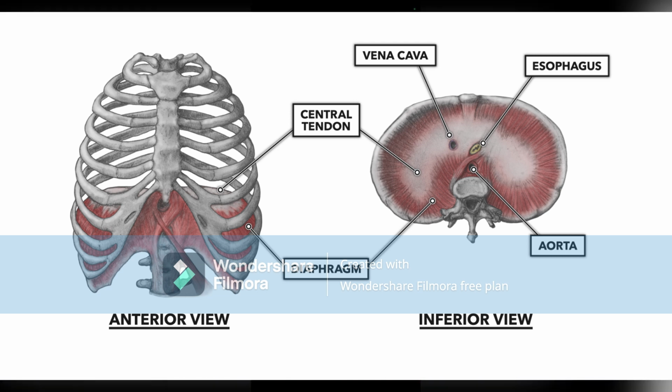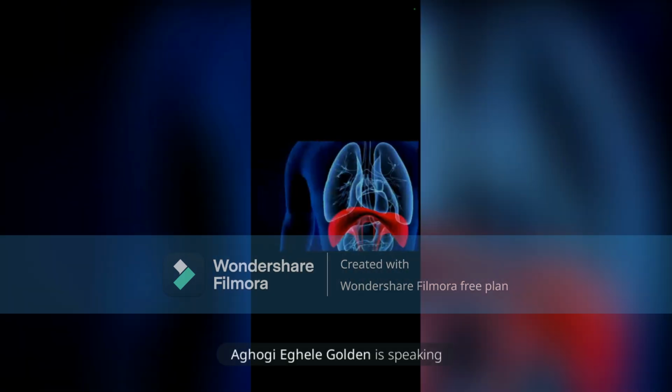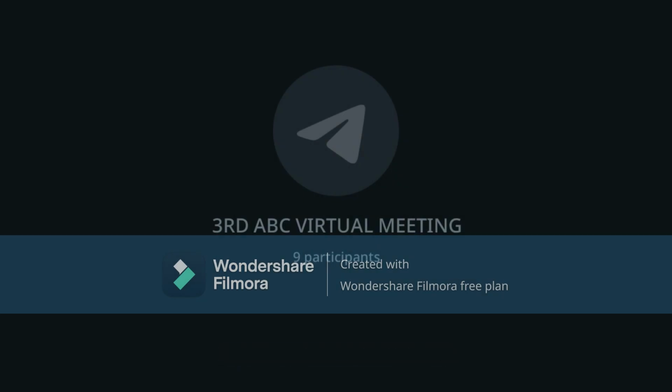So the next thing should be blood supply to the diaphragm. The diaphragm has a superior and inferior surface. The superior surface is the convex surface that faces the thoracic cavity, and the inferior surface is the abdominal surface that faces the abdominal cavity.